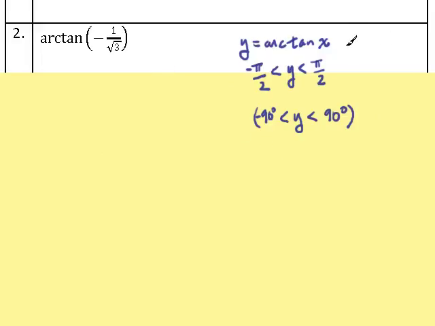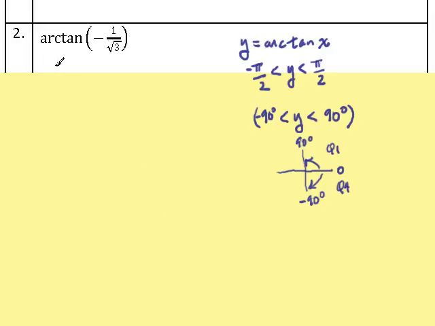The function y equals arc tangent x has almost the same range as arc sine. The range is between pi over 2 and minus pi over 2, just not including those two angles, or between 90 degrees and minus 90 degrees. Once again, between 0 and 90 degrees, that would be quadrant 1, and between 0 and minus 90 degrees, that would be quadrant 4.